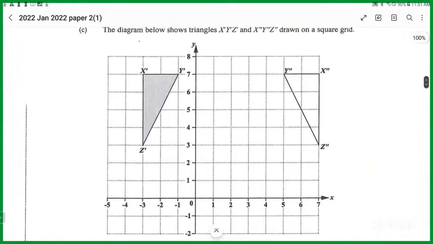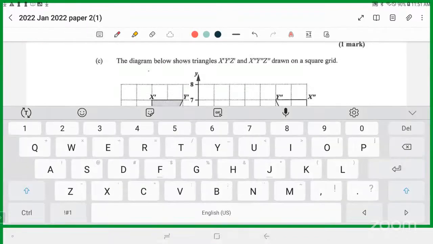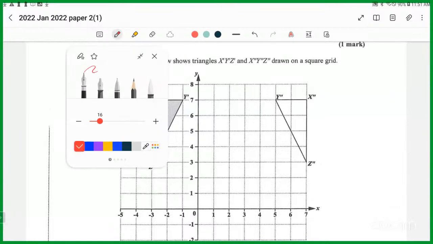Alright, so this is just this transformation question right here for this one. It says the diagram shows triangle X prime, Y prime, Z prime. So giving us the image, you know. These are images they're giving us. And X double prime, Y double prime, Z double prime. So these are images. They're not giving us the object yet. Drawn on a grid. Alright, so here now we're going to have to work backwards to find what the object is. Let's see what they said.